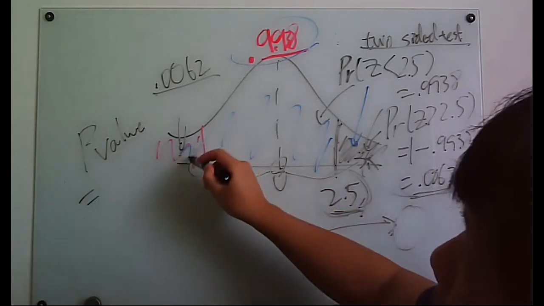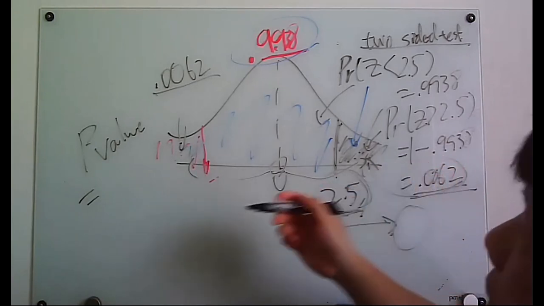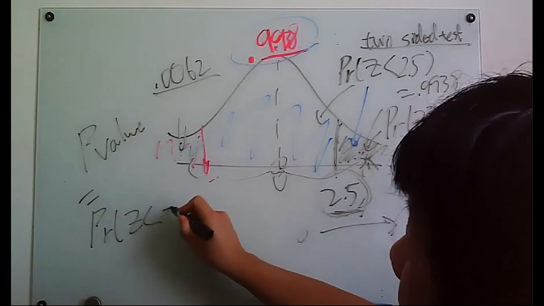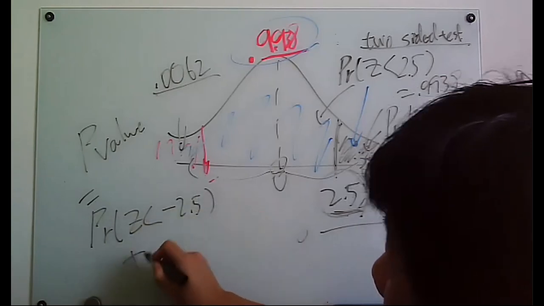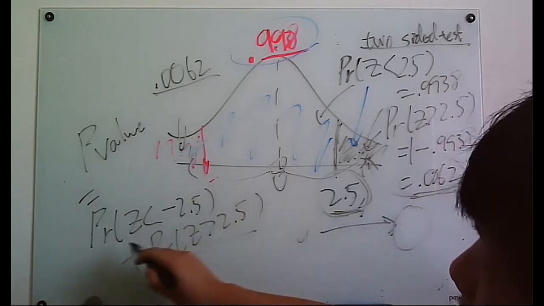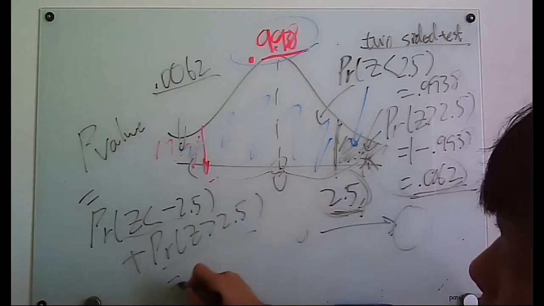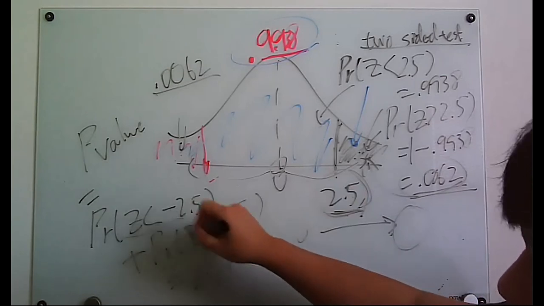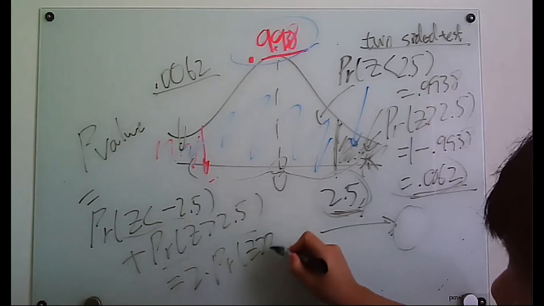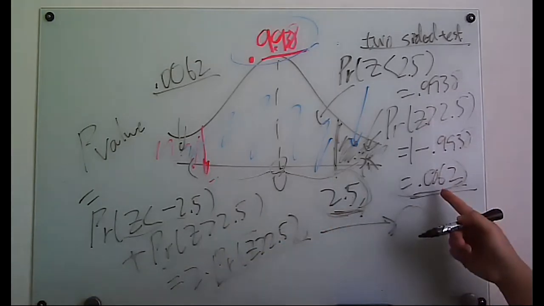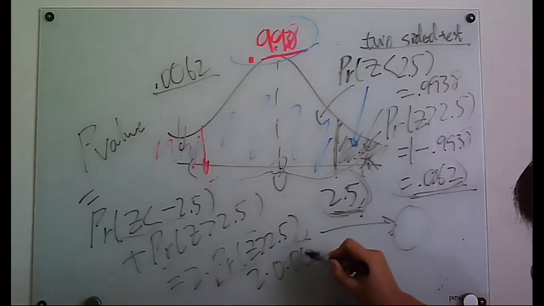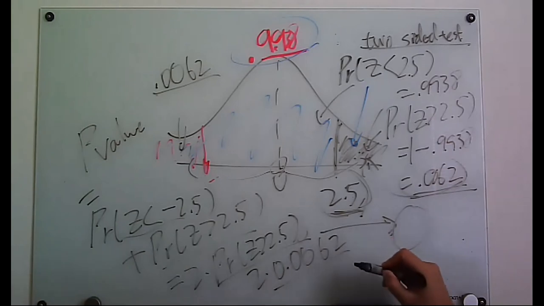So we are looking for this area and this area. Basically, this would be a summation of the probability that z is less than negative 2.5 plus the probability that z is greater than 2.5. We know these two are equal, right? In other words, it's going to be 2 times the probability, because they are symmetric. I explained this in chapter 6 in detail. So z greater than 2.5 is 0.0062, so 2 times 0.0062, that would be your answer.